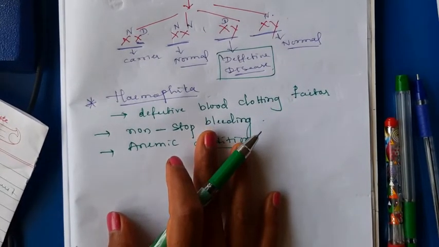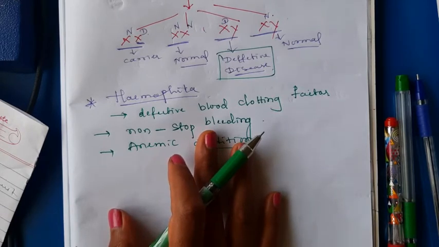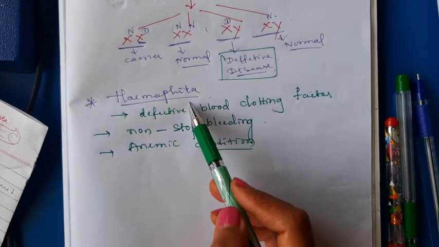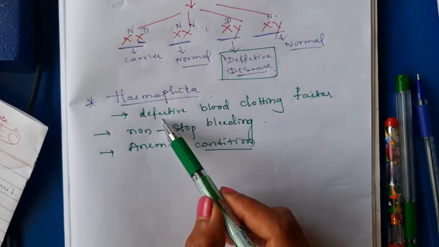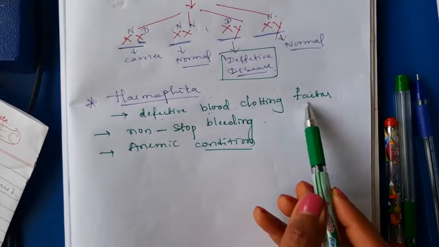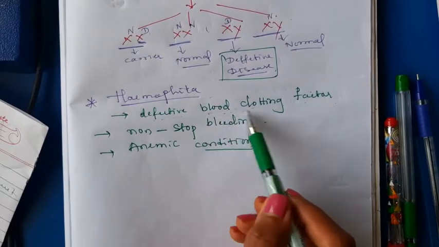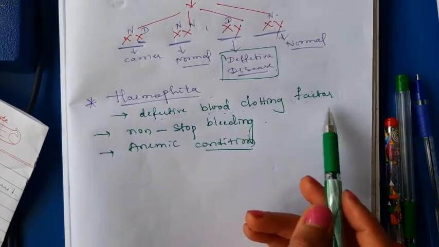So, for the family of Victoria, these are the symptoms and points of hemophilia. Hemophilia is an X-linked recessive disease which is transmitted by an unaffected female, that is a female carrier, to the son. In the hemophilia condition, defective blood clotting factors are present, which affects blood clotting.